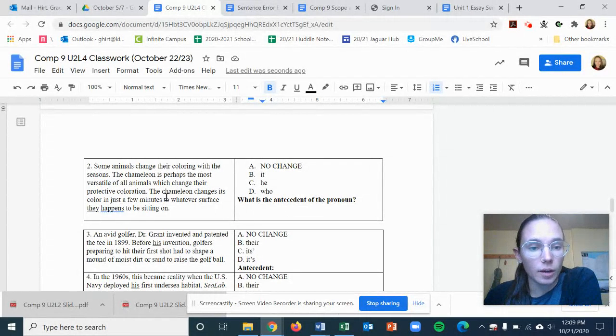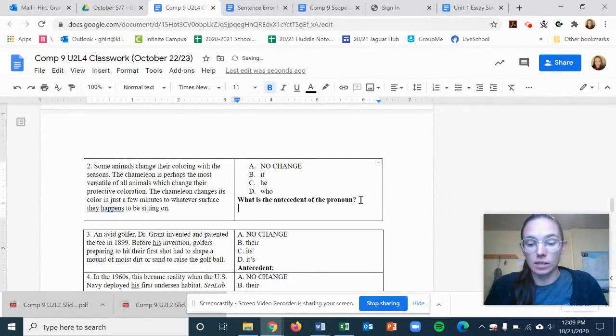The chameleon changes its color in just a few minutes to whatever surface blank happens to be sitting on. We have to ask ourselves, who or what is this referring to? Based on this passage, who or what are we talking about? Enter your answer into the Edpuzzle. What is the antecedent of this pronoun? If you said the chameleon, you would be correct. The chameleon is the antecedent.